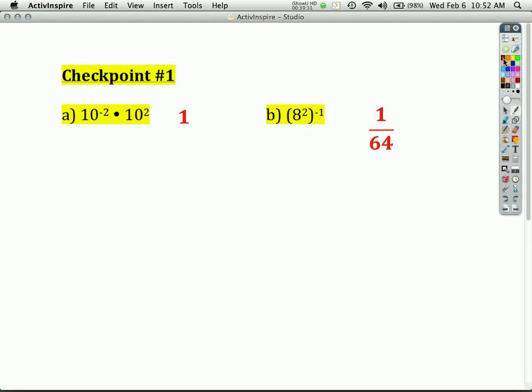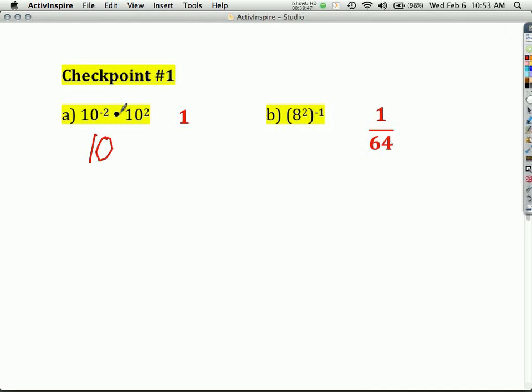So, how did you do it? Part A, what did you do? What did you do, Cornelia? I multiplied and I added negatives equal to 2 and I got 10 to the 0th power. Very good. If you just multiply these two together, same base, you add the exponents, you get 0, and that's a 1. Anyone do it differently? Good. Any questions on anything? Good.